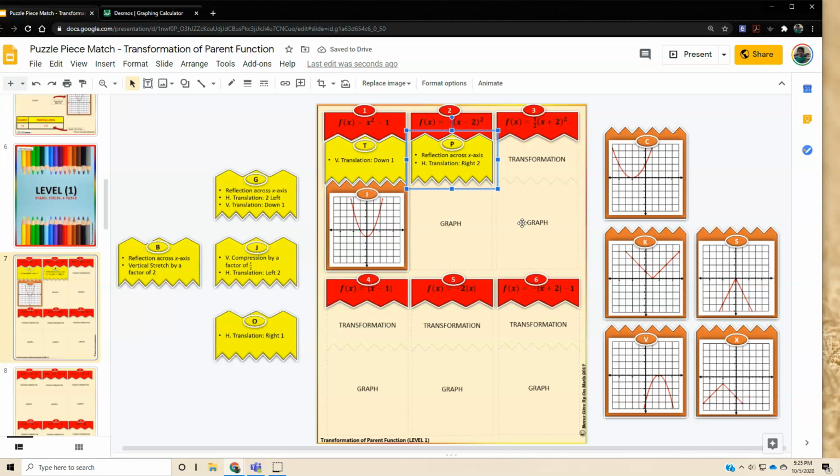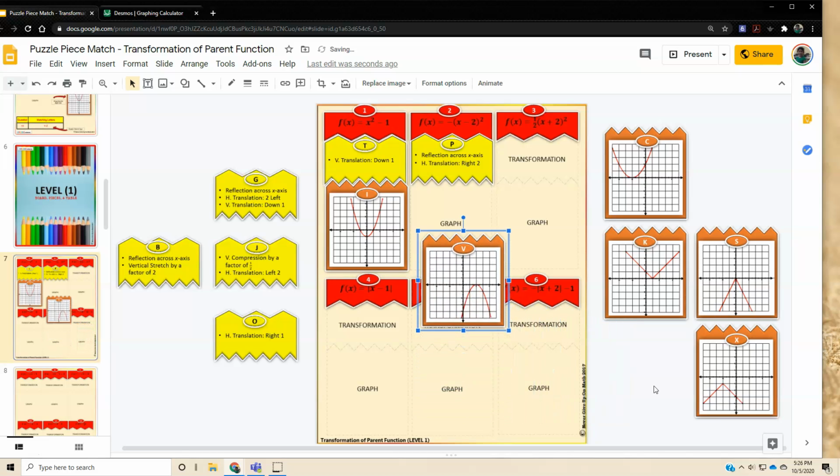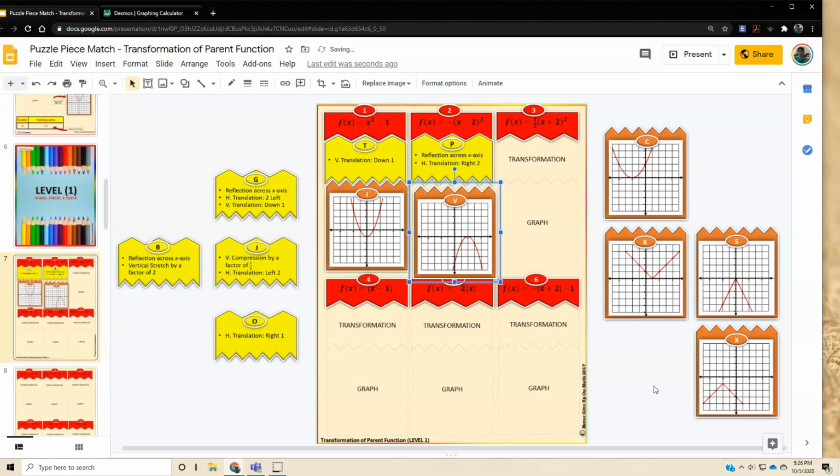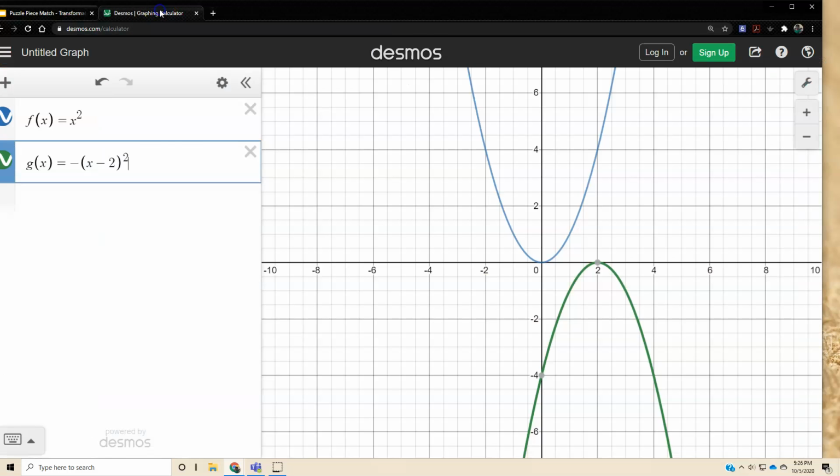And we're looking for this graph here. Same one that we have, right? Okay, so now we're going to go to Desmos, and we're still using the same parent function.